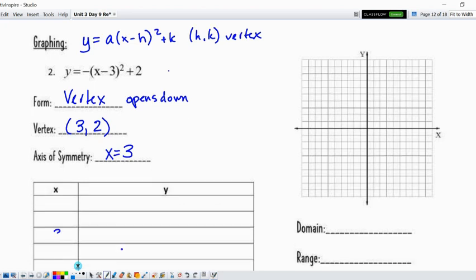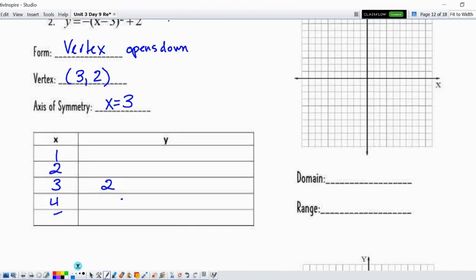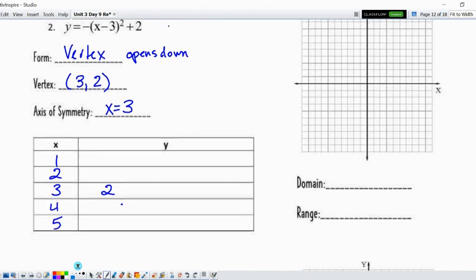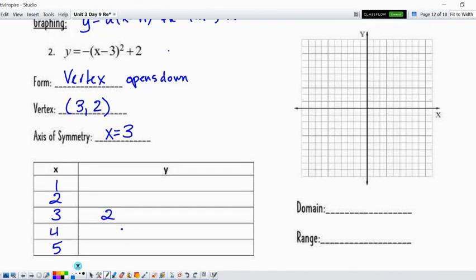When we make our table of values, always put the vertex in the middle, so (3, 2). I'm going to choose two values less than 3 and two values higher than 3, and we'll use symmetry to find our points. When we use 2 as our x value, we're going to plug that straight into the equation: -(2 minus 3) squared plus 2. And just remember PEMDAS, we're going to square the -1 first, which gives us -1 plus 2, or 1. So our point is (2, 1).